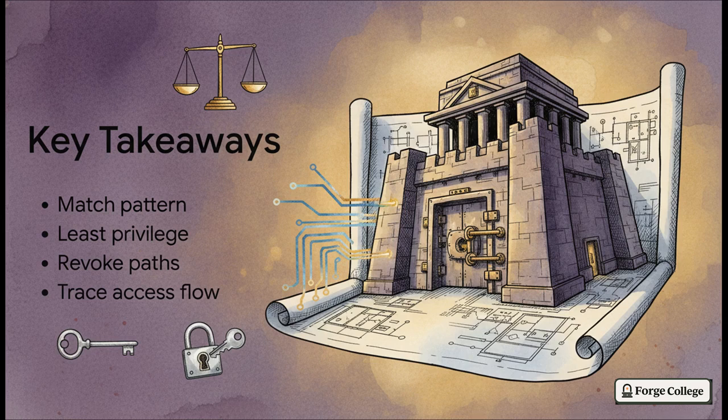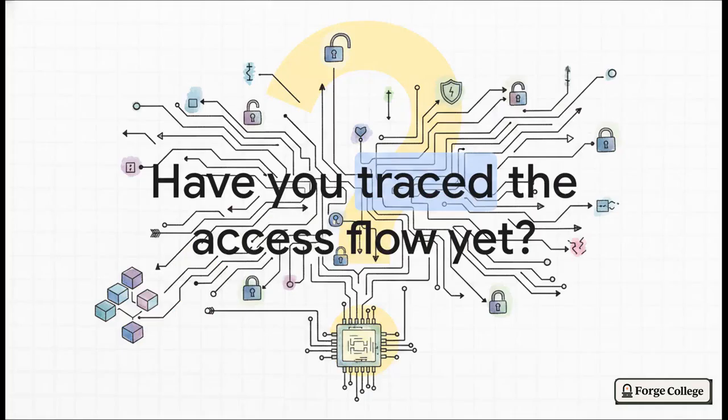Security failures rarely happen because of a simple syntax error. No. They happen because the wrong person was handed the wrong key at the absolute worst possible time. So I want to leave you with this one thought. Have you traced the exact access flow of your contract's most privileged function yet? Really think about that before your next commit.